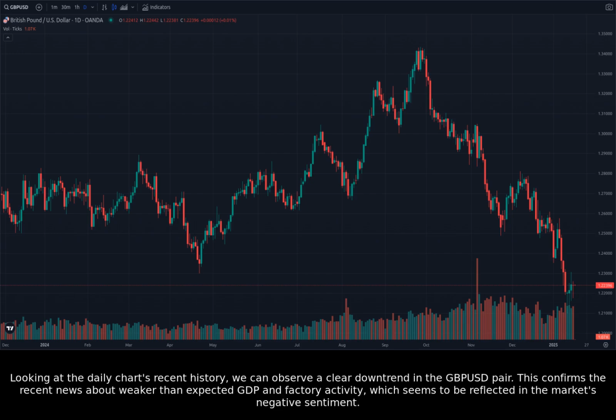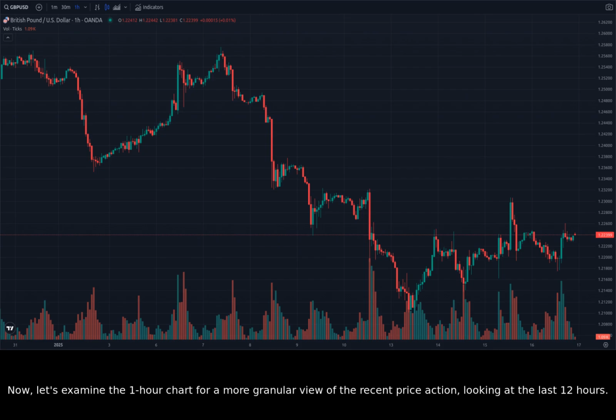Looking at the daily chart's recent history, we can observe a clear downtrend in the GBPUSD pair. This confirms the recent news about weaker-than-expected GDP and factory activity, which seems to be reflected in the market's negative sentiment. Now, let's examine the 1-hour chart for a more granular view of the recent price action, looking at the last 12 hours.